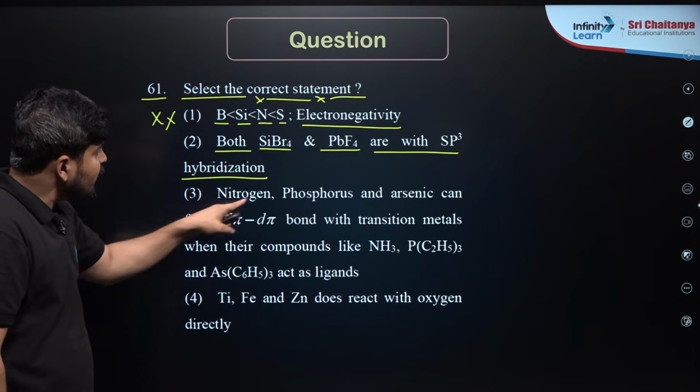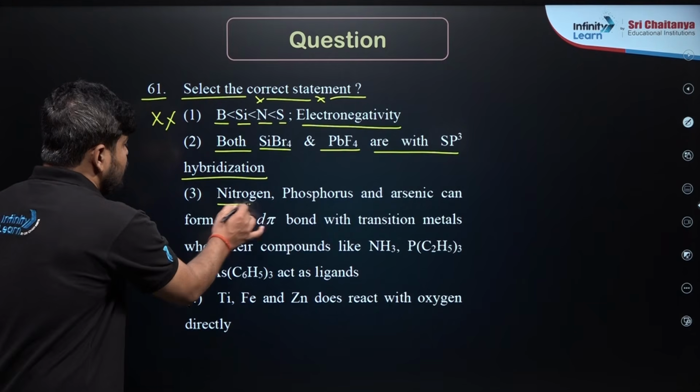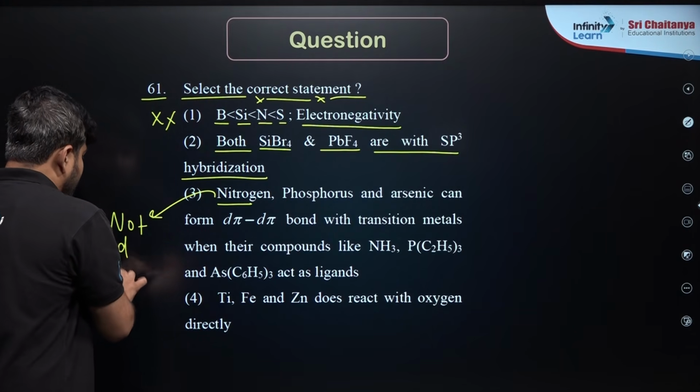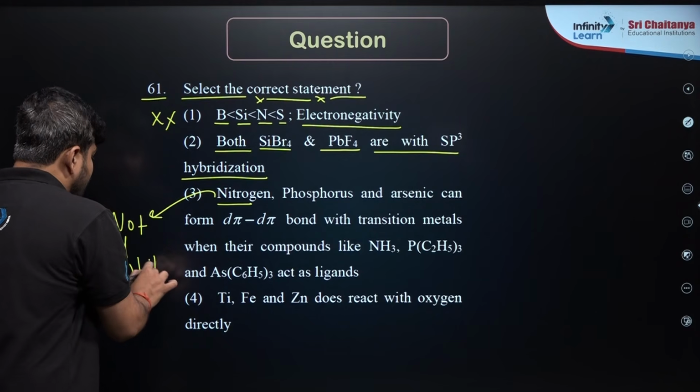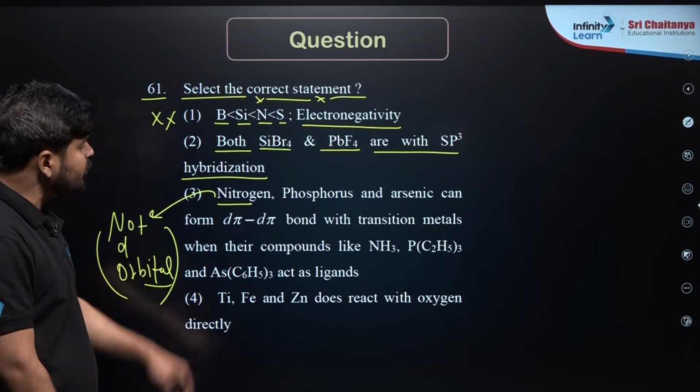And nitrogen, phosphorus and arsenic can form dπ-pπ bond. Nitrogen does not have a d orbital. Not d orbital, means nitrogen doesn't have any d orbital. So how is it going to form the dπ bond?